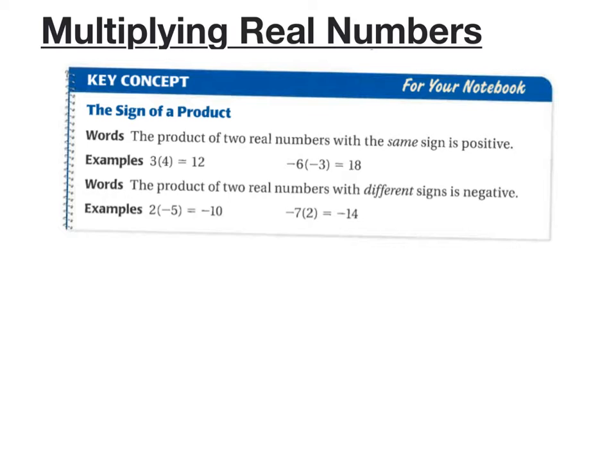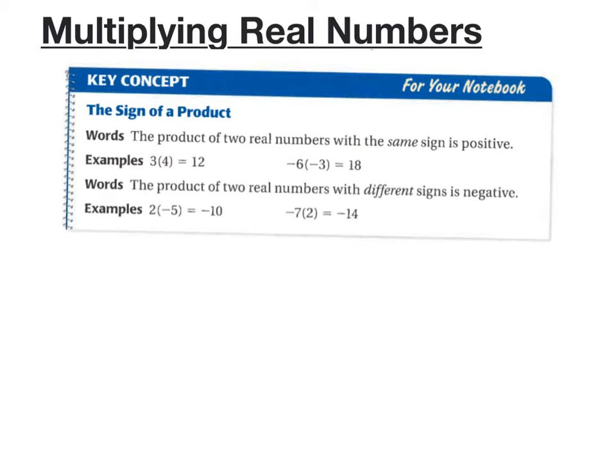To find the sign of a product, we look at the signs of the two numbers that we're multiplying. If they have the same sign, the answer is going to be positive. So positive 3 times positive 4 gives us positive 12. Or if they're both negative, negative 6 times negative 3, we get positive 18. Okay, so same signs, positive product. If the signs are different, a positive times a negative is going to give us a negative, and a negative times a positive will always give us a negative. Okay, so this is very important because it tells us the first thing that we need to know is: is our sign going to be positive or negative.